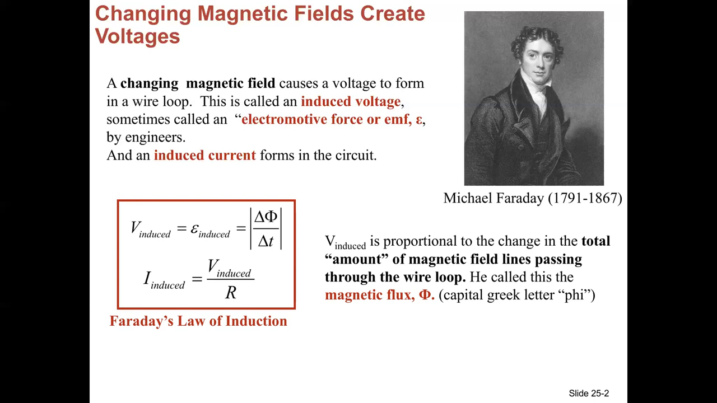So the two main equations you need for the problems of this section are Faraday's law in mathematical form, which says that this induced voltage is equal to the change in this magnetic flux versus time. So delta phi, delta t. If we then want the current that the changing magnetic field creates, we just use Ohm's law. We have to know the resistance of the wire or the resistance of whatever resistor is in our circuit. But if we know that, we can take this induced voltage and compute an induced current.